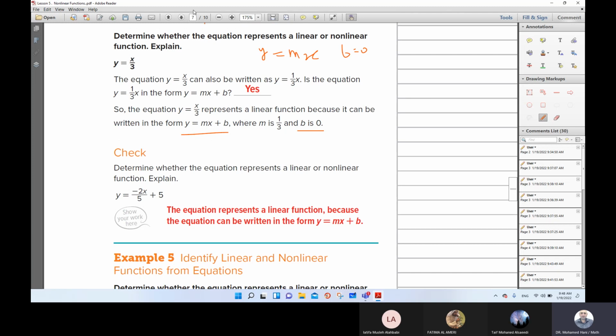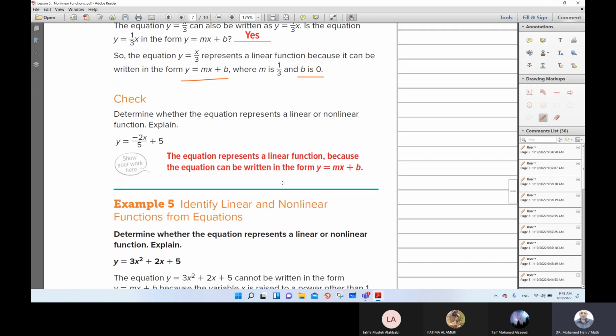Determine whether the equation represents a linear or non-linear function. Explain. As you see here, y equals negative 2x over 5 plus 5. And we can write this equation like y equals negative 2 over 5.